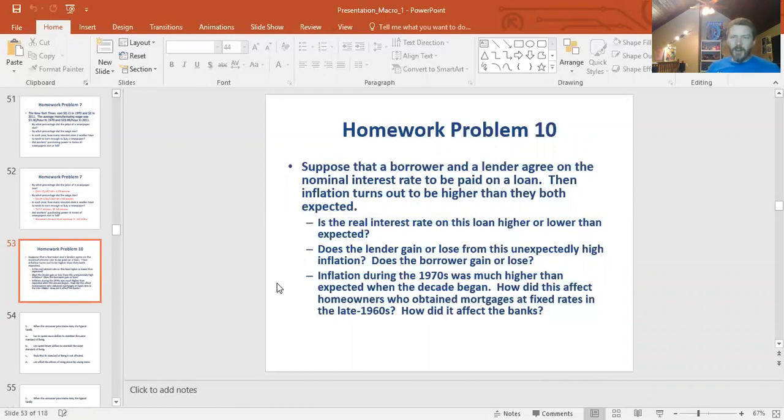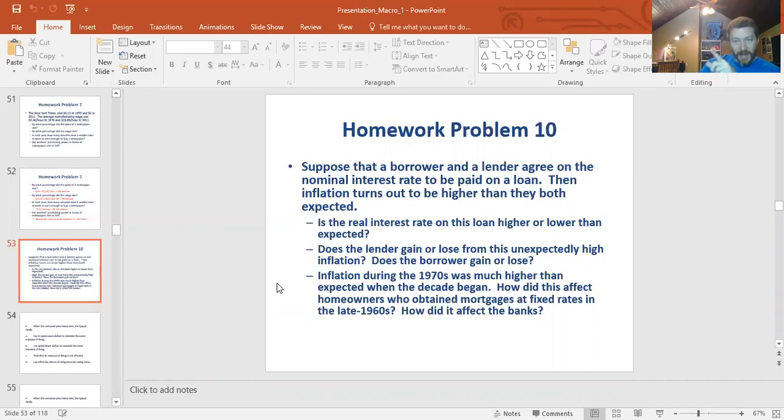And again, that's what always happens, right? In very, very rare cases will somebody agree on a real interest rate. People almost always agree on a nominal interest rate. I guarantee your car loan is a nominal interest rate. Your student loan is a nominal interest rate. Your home mortgage is a nominal interest rate. All these things are nominal interest rates. They're not being adjusted based on inflation.